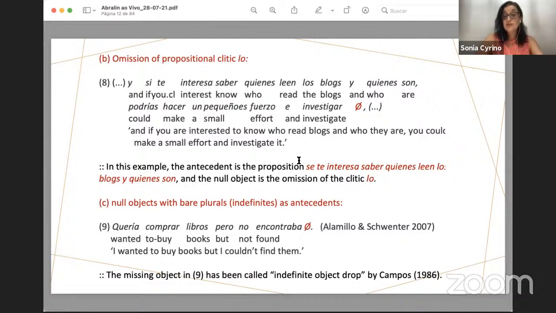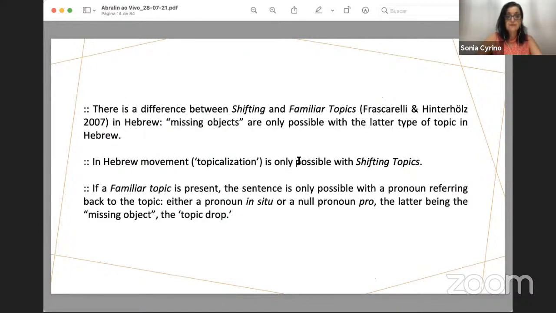And also null objects can bear plurals, indefinite null objects. This has been shown by Alamino and Schwenter, but also by Campos, 1986. Something like in examples in nine. Quería comprar libros, pero no encontraba. So this is possible in Spanish and in South American Spanish.